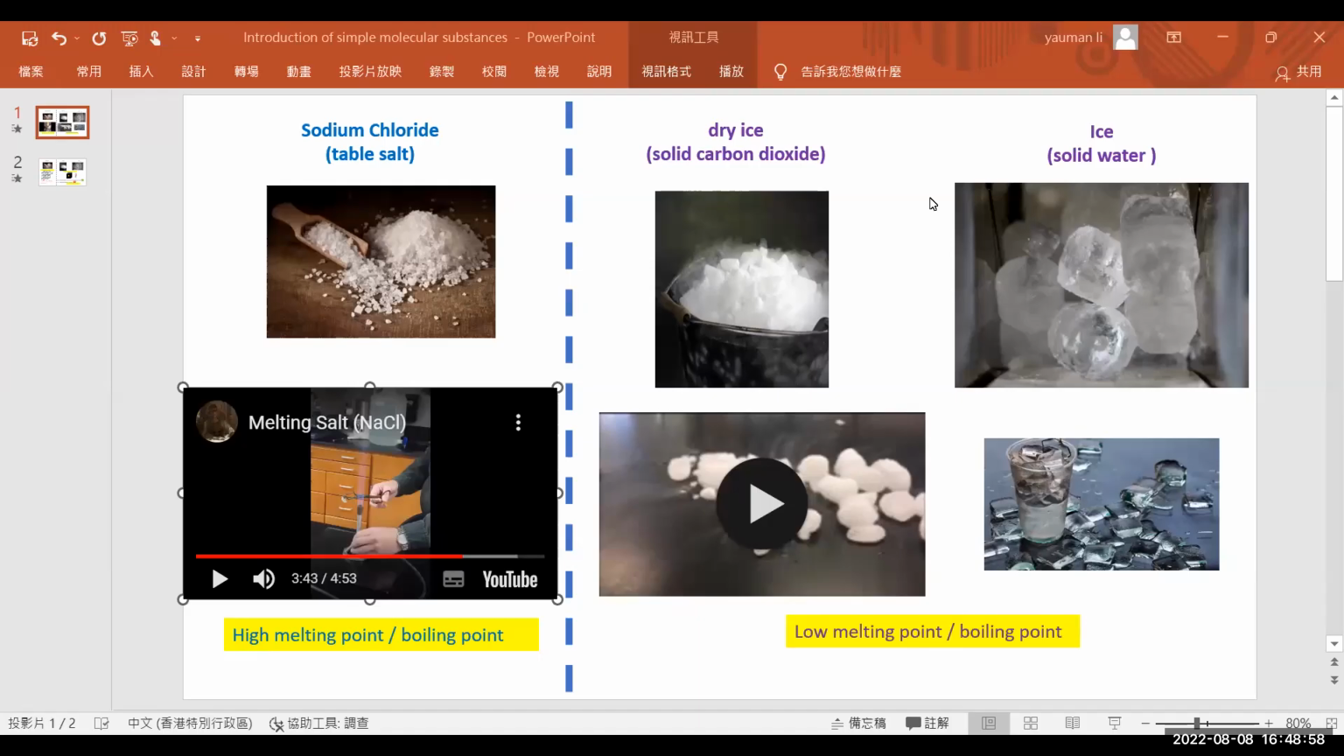Okay, students. So in the previous videos, we have learned about sodium chloride. Sodium chloride is the first substance we have learned in the whole chapter. We know sodium chloride is an ionic compound and it has high melting point and boiling point, right? Let's have a look at the video. How do we melt sodium chloride in the laboratory?